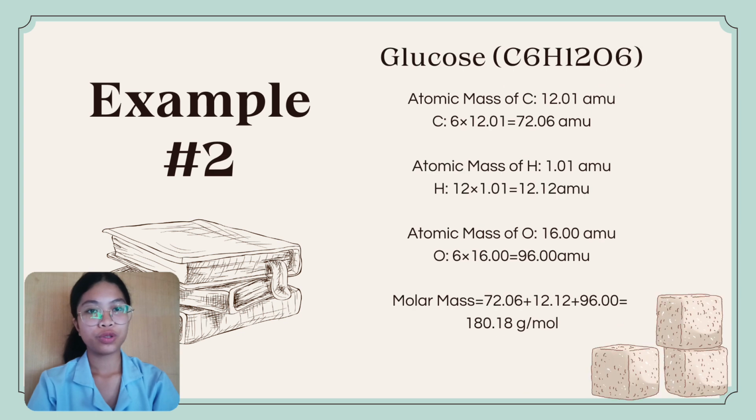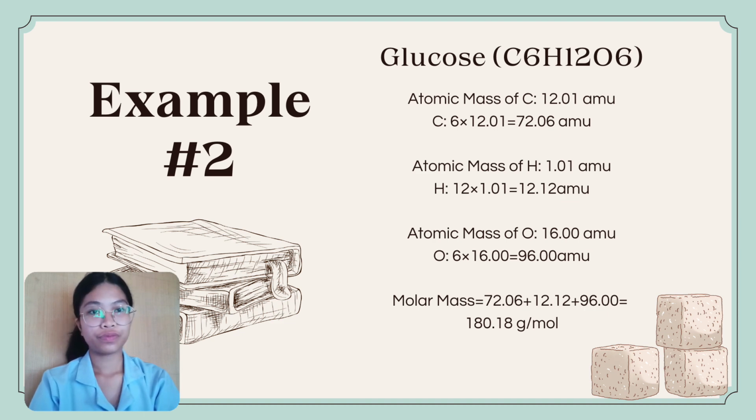And for example 2, which is glucose, C6H12O6, our atomic mass for carbon is 12.01 atomic mass units. So it's 6 times 12.01, which is equal to 72.06 atomic mass units.